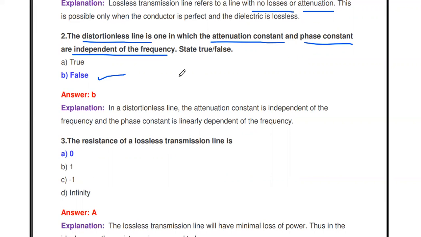What is the correct statement for this second question? In a distortionless line, the attenuation constant is independent of frequency, but the phase constant beta varies linearly with respect to frequency. This is the correct statement for a distortionless line. So the attenuation constant alpha is independent of frequency, and the phase constant beta is linearly varying with frequency.